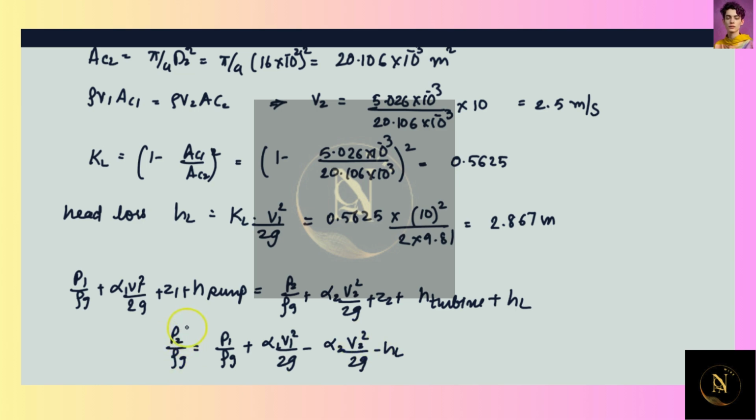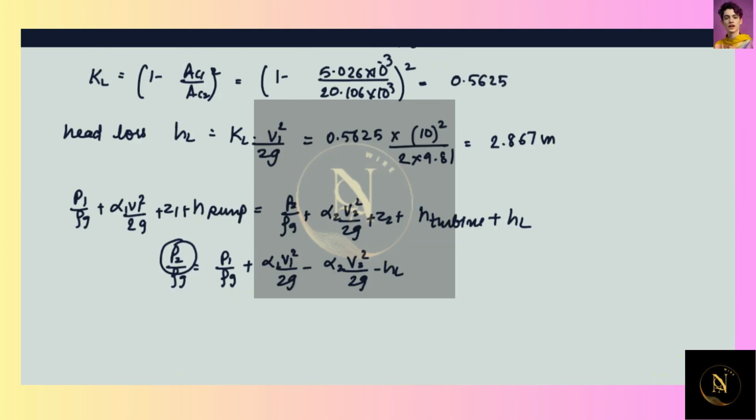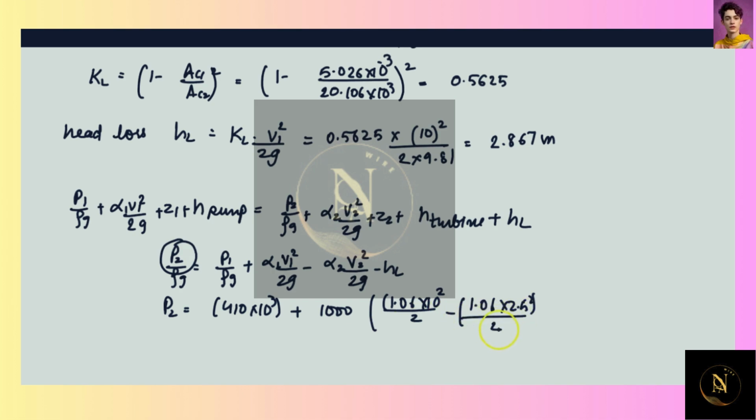We have to solve this expression for P2 and substitute the given values. P2 equals 410 into 10 raised to the power 3 plus 1000 into (1.06 into 10 squared by 2 minus 1.06 into 2.5 squared by 2) minus 9.81 into 2.867. This will be calculated and the downstream pressure comes out to be 431.5 kilopascal.